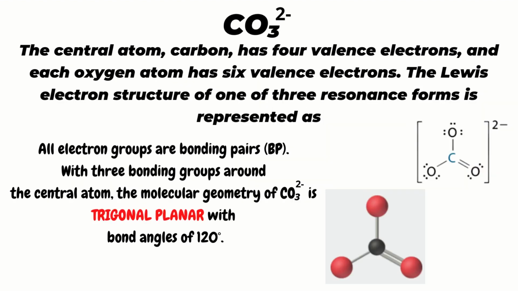Another example is carbonate ion, CO3 2-. The central atom carbon has 4 valence electrons and each oxygen atom has 6 valence electrons. The Lewis electron structure of one of the 3 resonance forms is represented as shown here. All electron groups are bonding pairs. With 3 bonding groups around the central atom, the molecular geometry of CO3 2- is trigonal planar with the bond angle of 120 degrees.